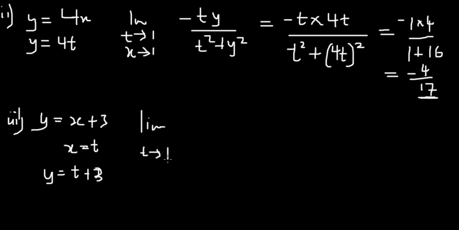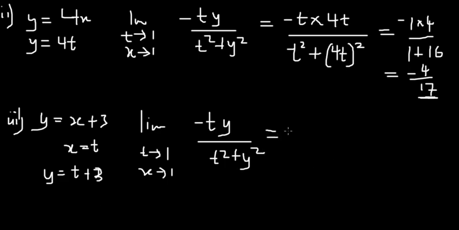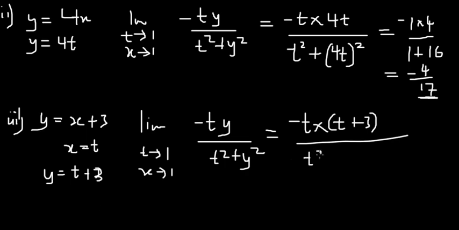the limit as t approaches 1, which is similar to x approaching 1, of minus t y divided by t squared plus y squared. We know what y is, and we know our t already. So we have minus t multiplying y, where y is t plus 3, and then we divide that by t squared plus y squared, where y is t plus 3, so we have t plus 3 all squared.